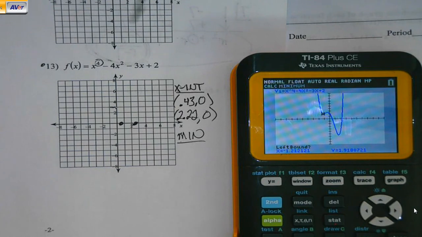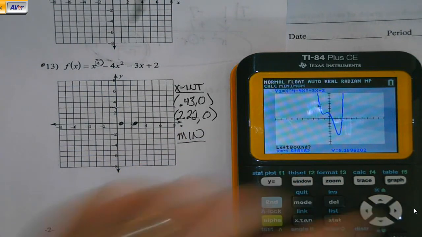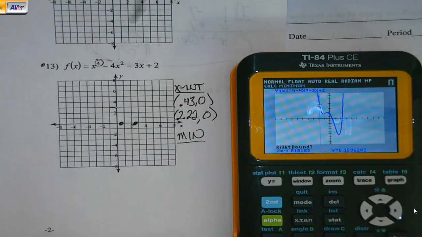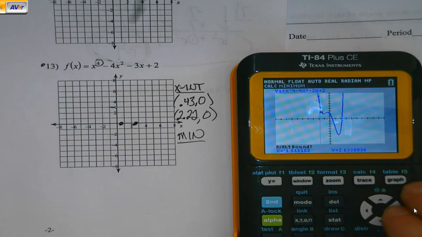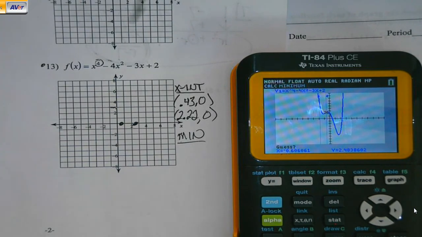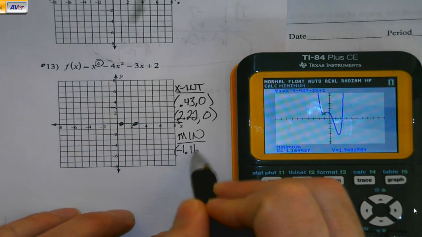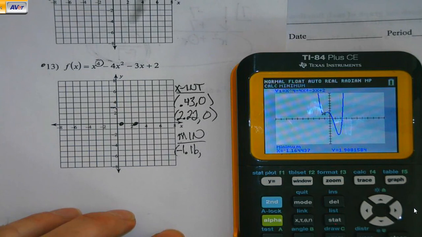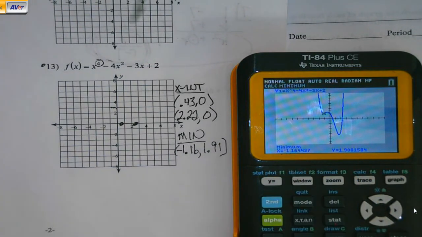And now it's the same thing. Left 4. 1, 2, 3, 4. Enter. Again, use that as your clue on what direction to go. Right. 1, 2, 3, 4. Back where I started. 5, 6, 7, 8. Trap has been set. Catch that minimum. So let's see here. Negative 1.16 and 1.91. And we're good to go.